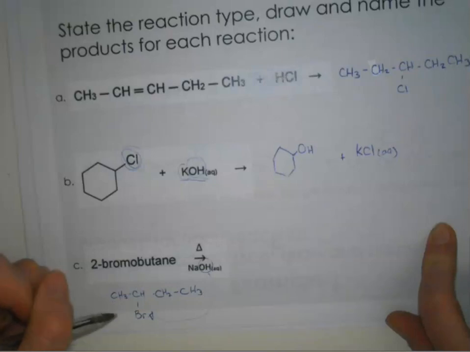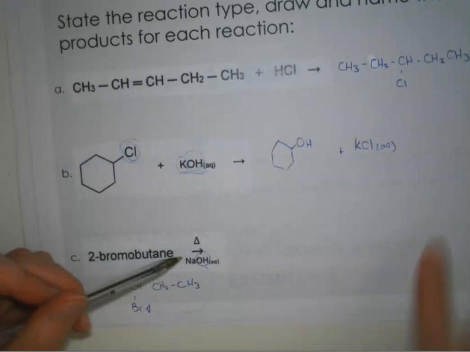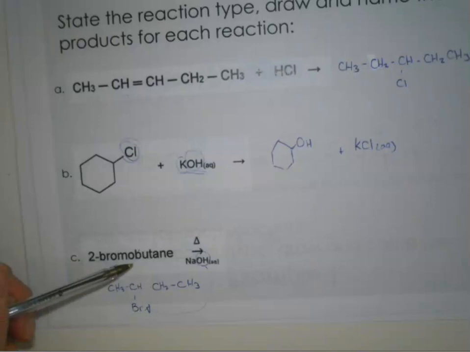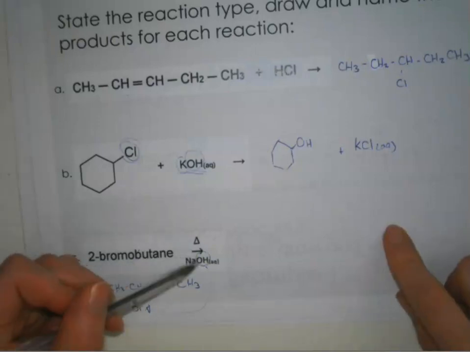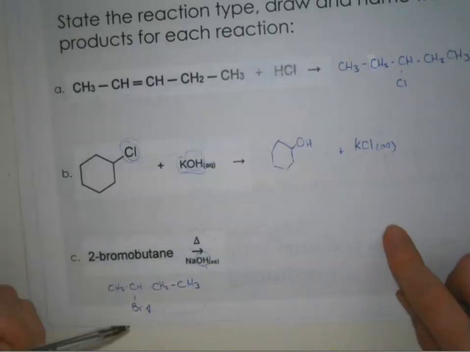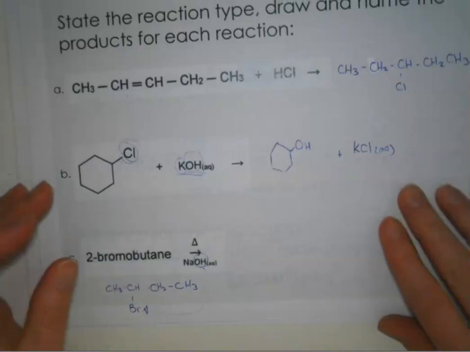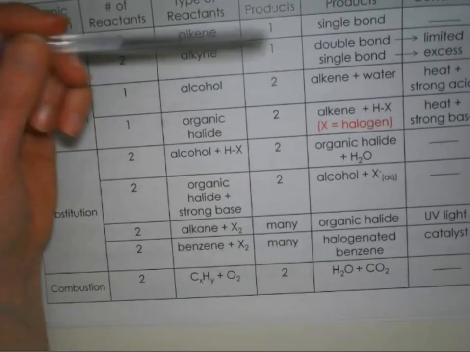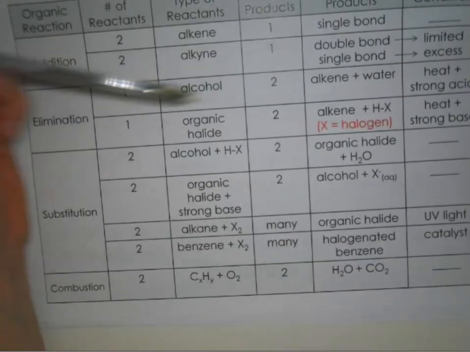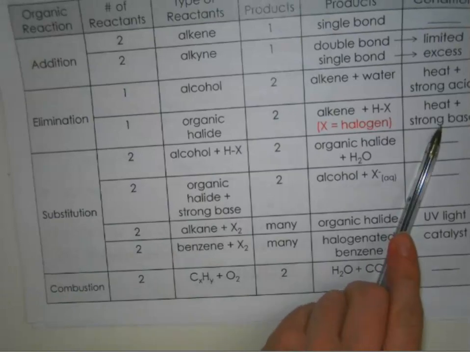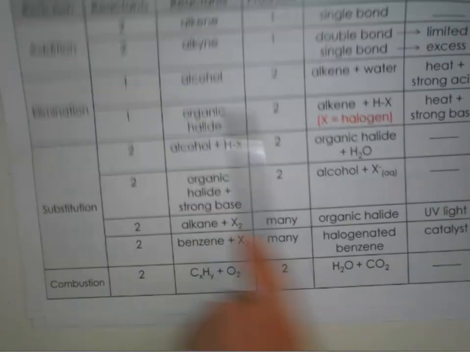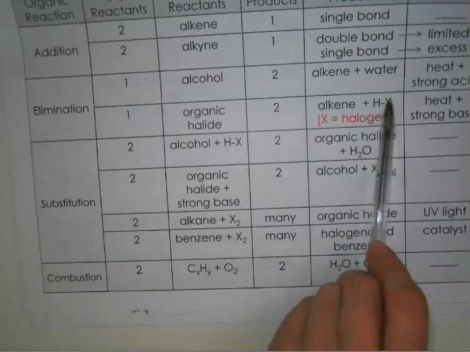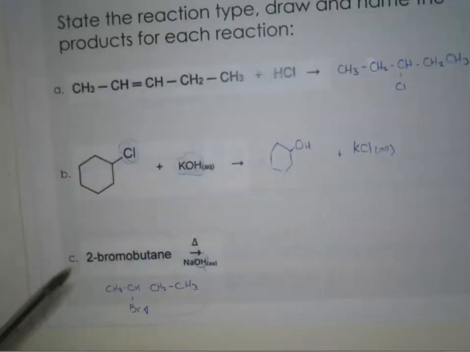Oh, wait a minute. Nope, I'm not thinking about that right. The strong base with an alkane is just going to facilitate the reaction. So this is actually going to be an elimination reaction. And this is where it's good to keep in mind your different rules and why it's good to look at this table. If we look at heat and strong base, and we start with an organic halide, you can see that this would be our reaction, elimination, and we're going to end up with an alkene plus the hydrogenated version of the halogen.